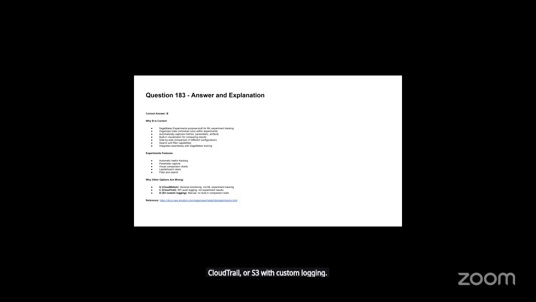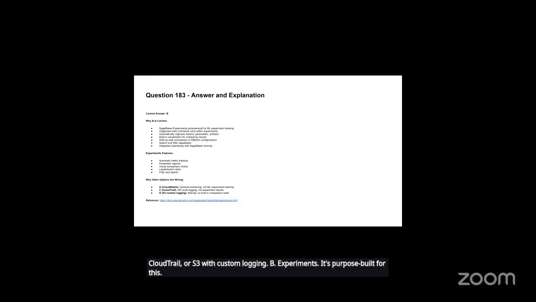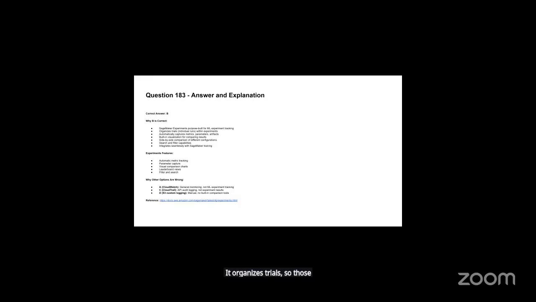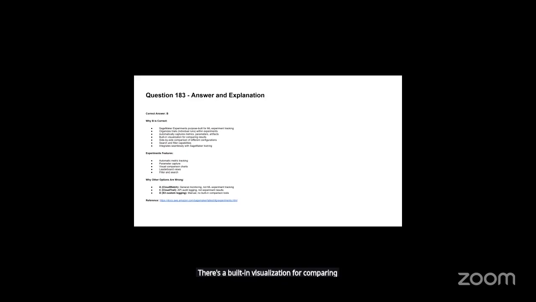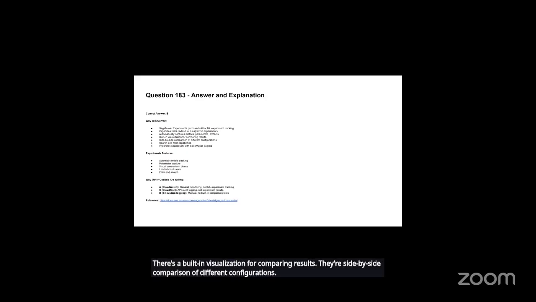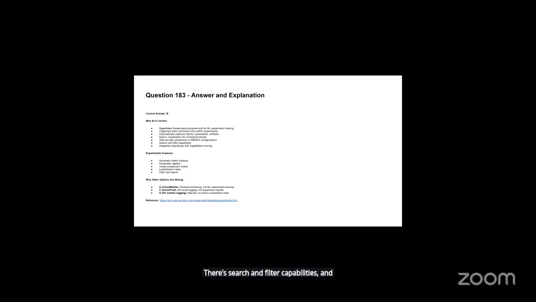B. Experiments is purpose-built for this. It organizes trials, so those individual runs within experiments. It automatically captures metrics, parameters, and artifacts. There's a built-in visualization for comparing results. There's side-by-side comparison of different configurations. There's search and filter capabilities, and this integrates seamlessly with SageMaker training.